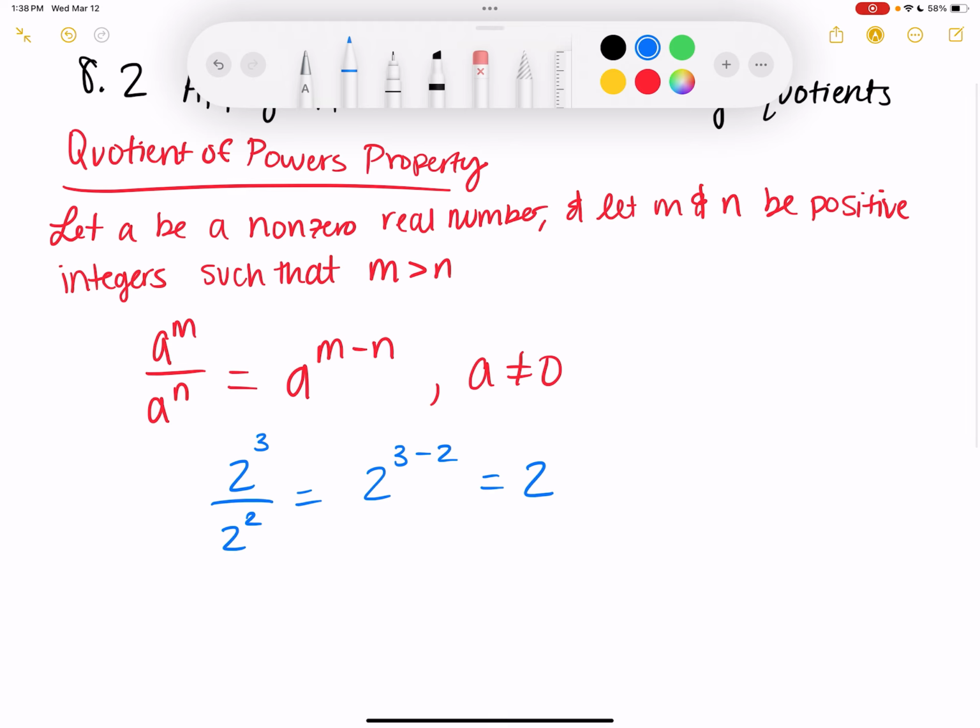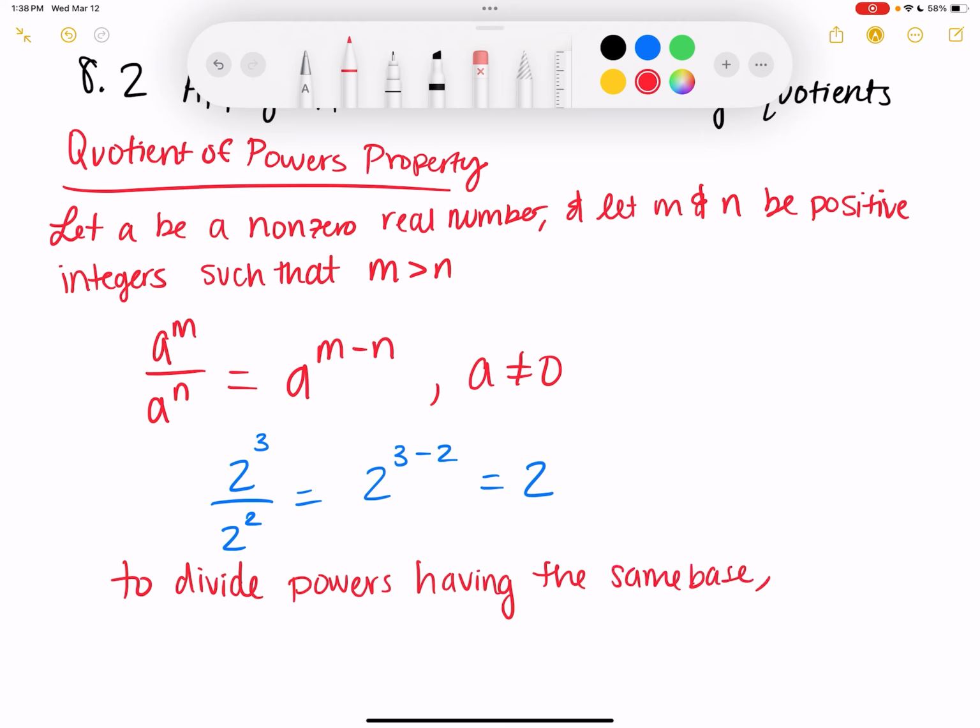So in words, to divide powers having the same base, subtract the exponents.